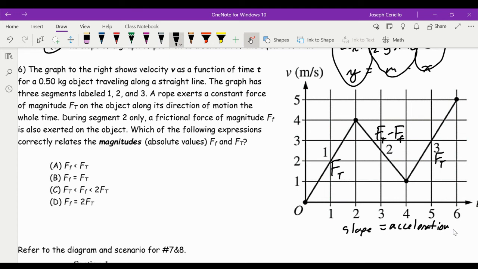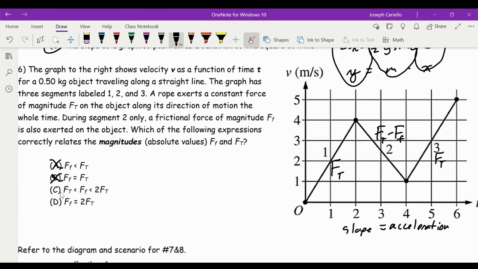If we think about segment 2 for a moment, we would get a flat line if there were no acceleration, if there was no net force on the system, if the tension and the friction were equal. So if tension and friction were equal, segment 2 would be a flat line. There would be no acceleration because there's no net force, so it can't be that one. And actually, friction ends up taking a positive acceleration and making it negative. So friction has to be greater than tension. So I can eliminate choice A.